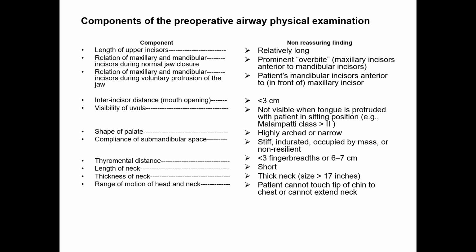Length of the neck, if the neck is short, we anticipate difficult airway management, difficult intubation. Thickness of the neck, if the patient's collar size is more than 17, this may lead to difficult intubation. Range of motion of head and neck, if the patient cannot touch the tip of the chin to the chest or cannot extend the neck, also we expect difficult intubation.